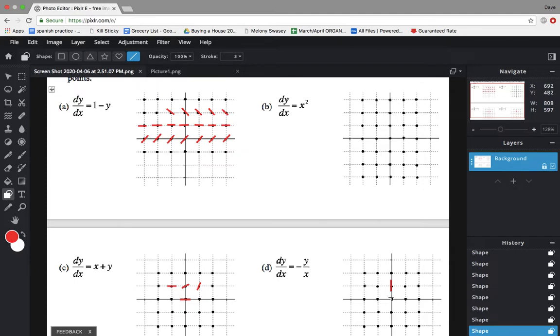However, the exception would be the origin here, because plugging in 0, 0 gives you 0 over 0, which is really an indeterminate quantity. I would be very hesitant to say what exactly is happening here. I probably just wouldn't draw anything.